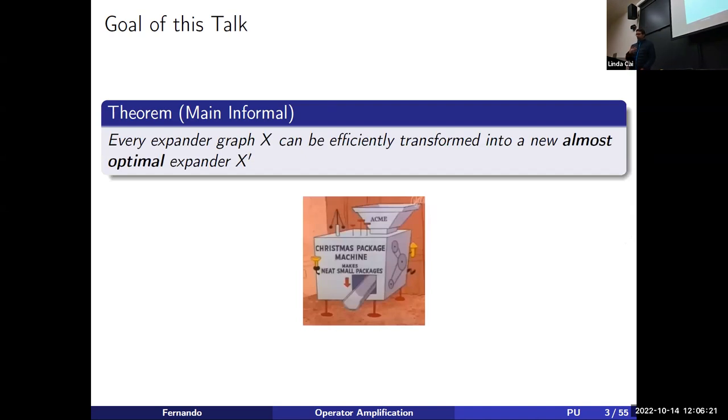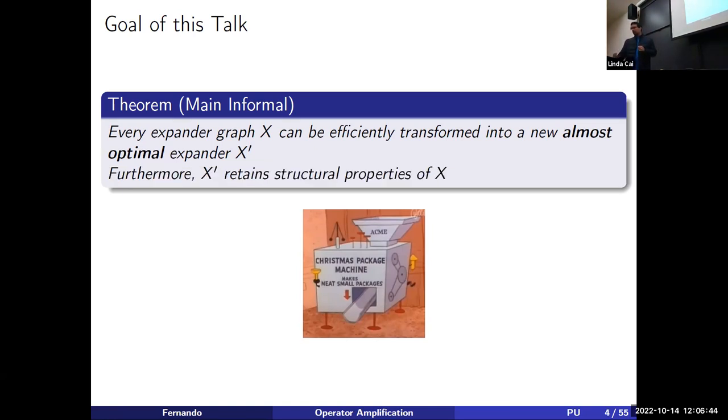You have this machine, some transformation that will take some expander and output another almost optimal expander for you. As you might expect, you shouldn't be allowed to completely ignore the expander that we received as input and return a completely new expander. We know optimal constructions of expanders, so you could completely ignore the input and output one almost optimal expander in this way. So it's really important to preserve structural properties of the input expander in some way. And that's going to have applications. If you can preserve structural properties, that's going to be very useful.